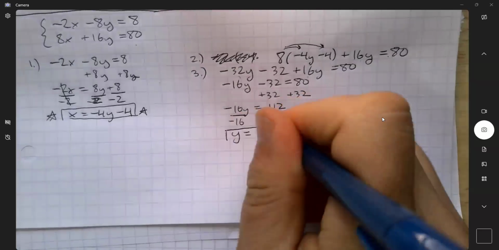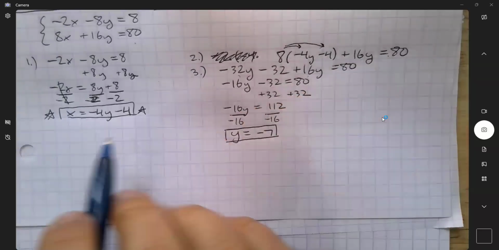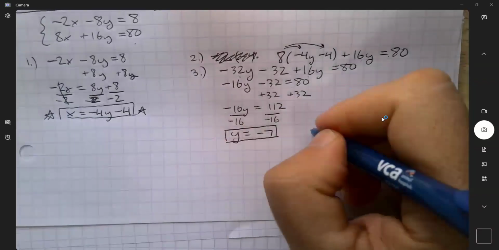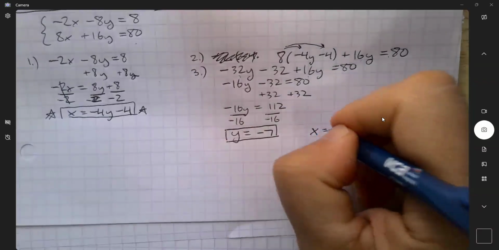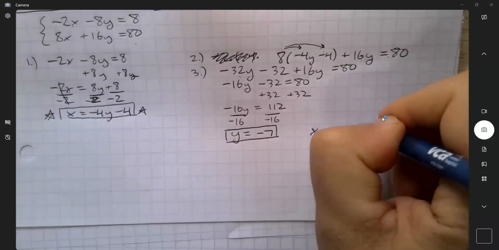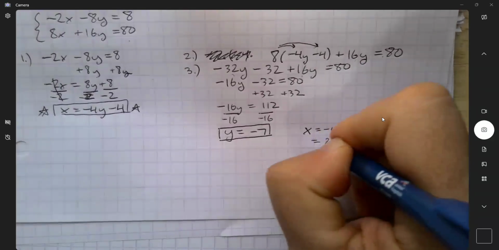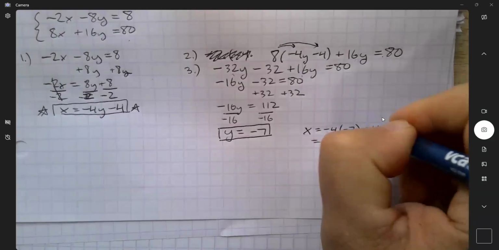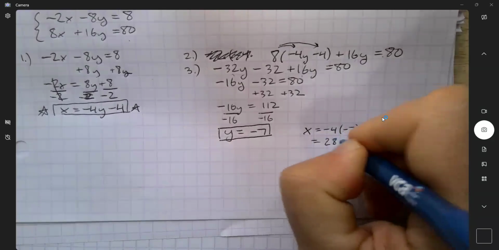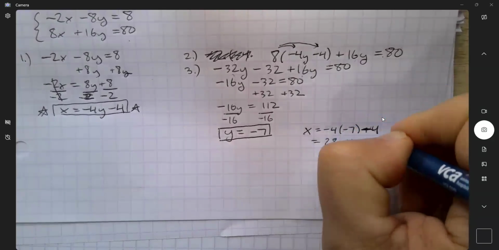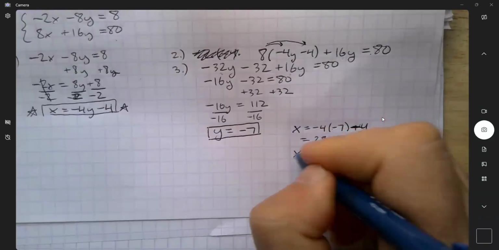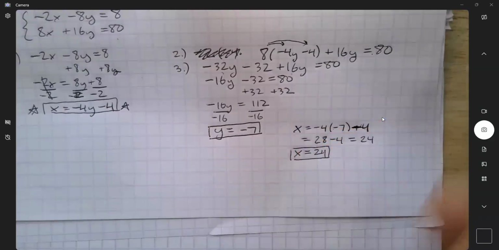There's one of my solutions. And I'm going to go grab my starred equation to find my other solution. X should be negative 4 times negative 7 plus 4, which is, oh, this is a minus 4. Negative 4 times negative 7 minus 4, which is 20 minus 4, which is 24. So X equals 24 and Y equals negative 7.